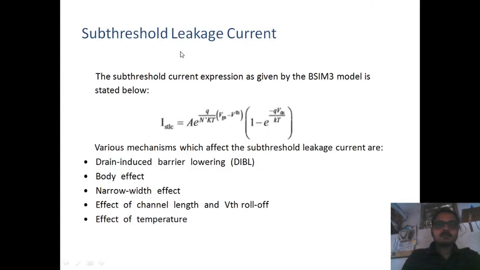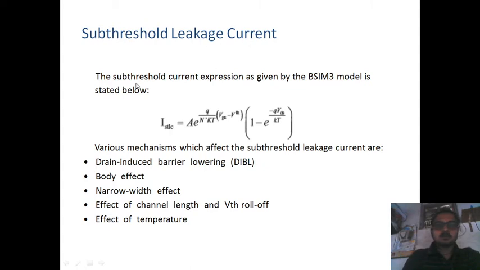Then the next topic is subthreshold leakage current. The subthreshold leakage current is nothing but this: we have a threshold voltage. Below the threshold voltage, if conduction starts, that is called subthreshold conduction. At that time, the leakage current will be generated, that is known as subthreshold leakage current. Do you understand what I am telling? Generally, the device conducts at threshold voltage or greater than threshold voltage.